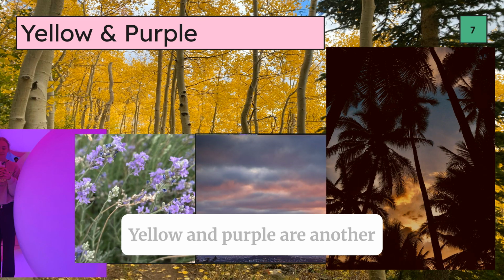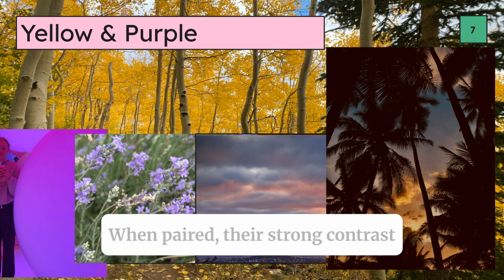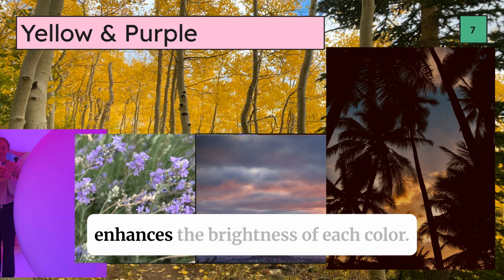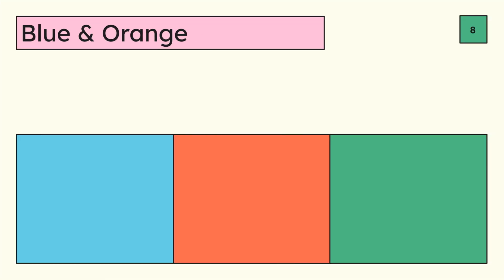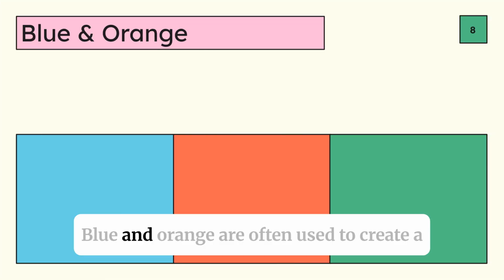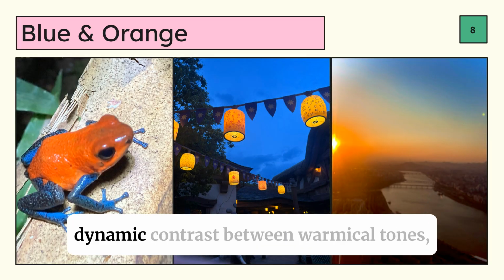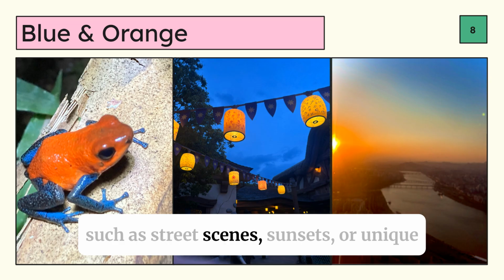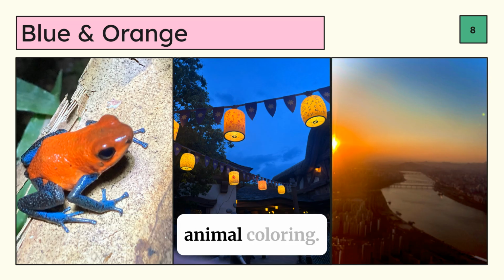Yellow and purple are another complementary pair. When paired, their strong contrast enhances the brightness of each color. Blue and orange are often used to create a dynamic contrast between warm and cool tones, such as street scenes, sunsets, or unique animal coloring.